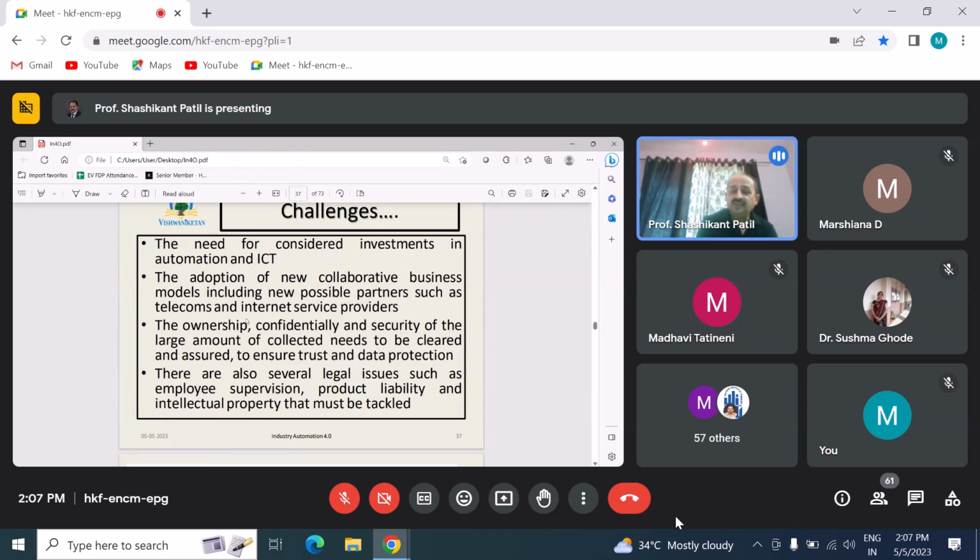Then there is the adoption of new collaborative business models, including new possible partners such as telecoms and internet service providers. Again, you have to rely on these telecom companies as well as ISP providers and hardware vendors. So that is another crucial part. Then the ownership, confidentiality, and security of the large amount of collected data need to be clarified. It needs to be assured, to ensure trust and data protection, because data protection is a headache nowadays. Then there are several legal issues such as employee supervision, employee attendance, employee behaviors, product liability, and intellectual property, and these must be tackled. We simply cannot rely on machines and systems.